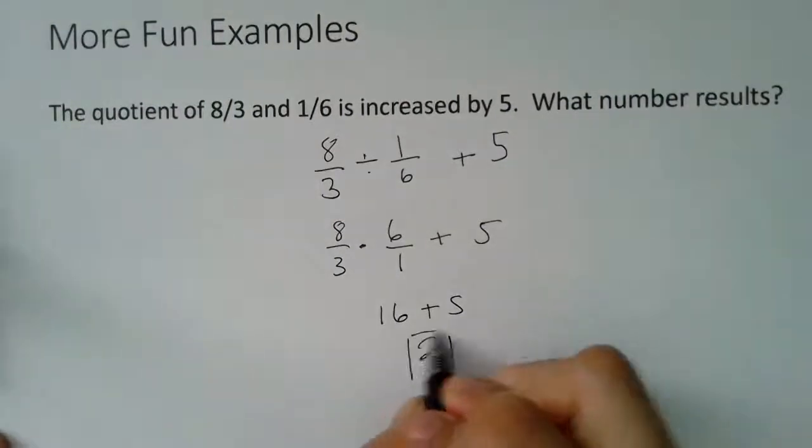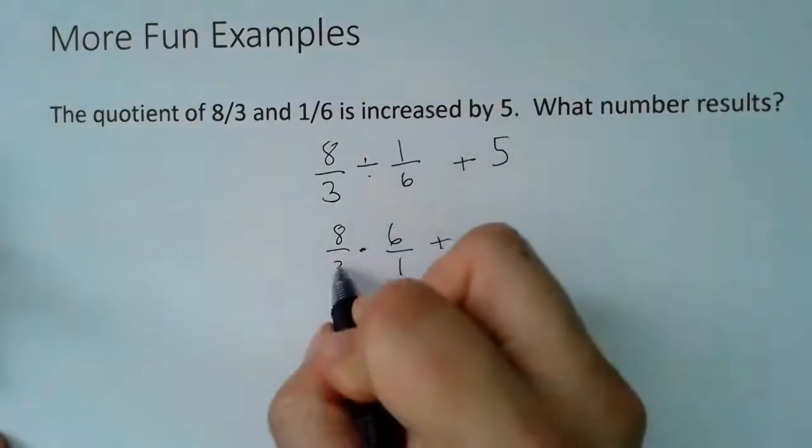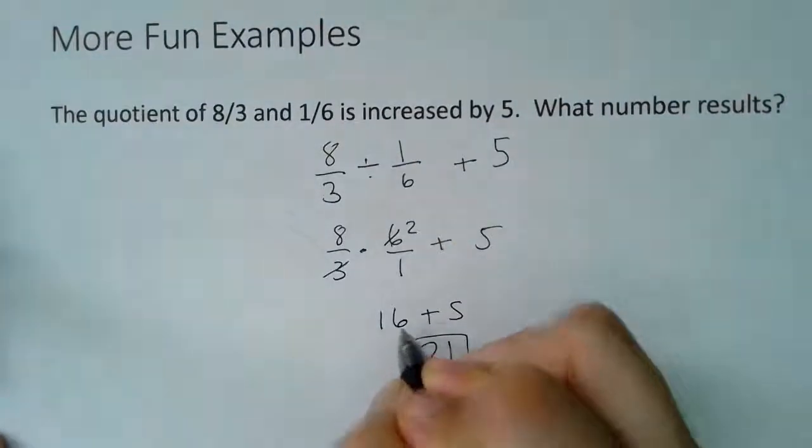Okay? And how do I know that this is 16? Well, this is 48 divided by 3. That's one way. Or 3 goes into 6 2 times. 8 times 2 is 16.